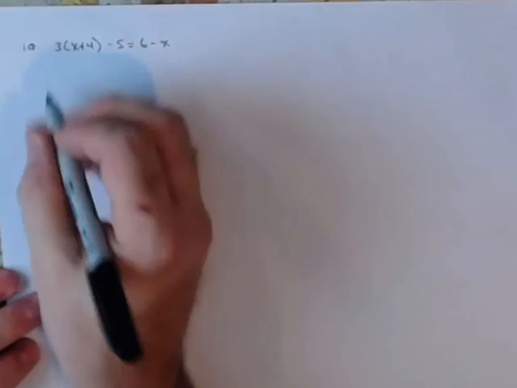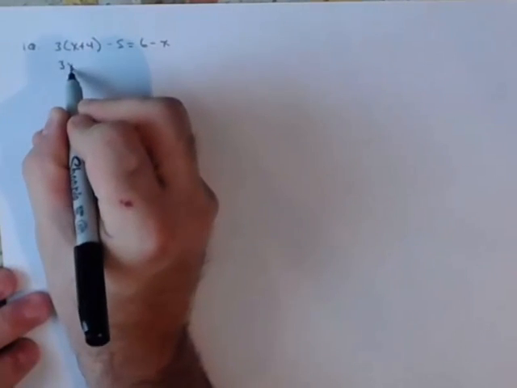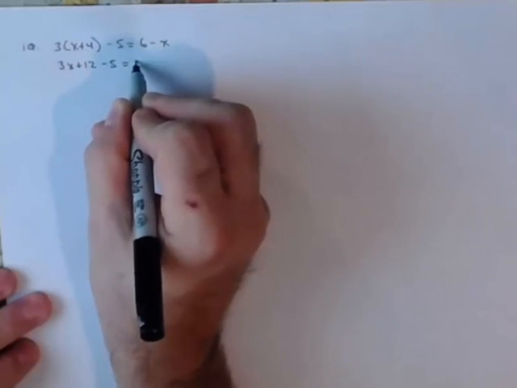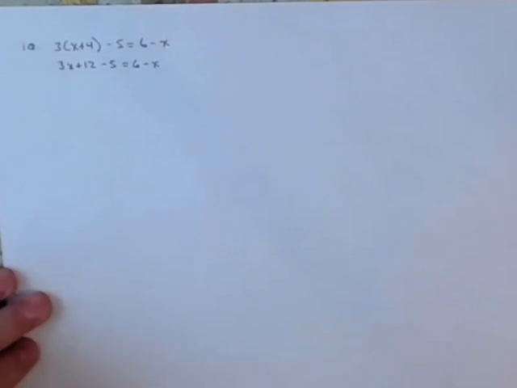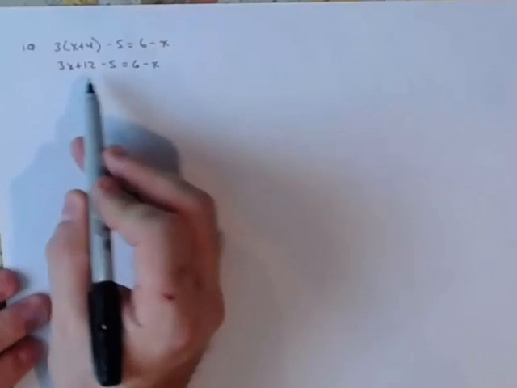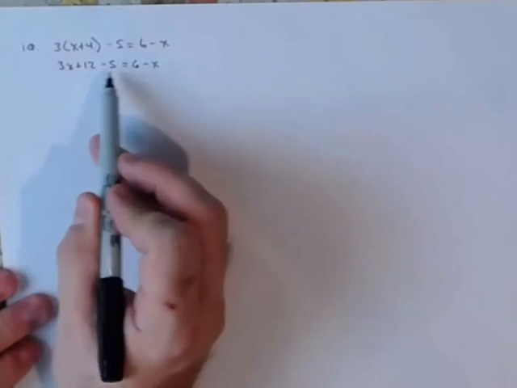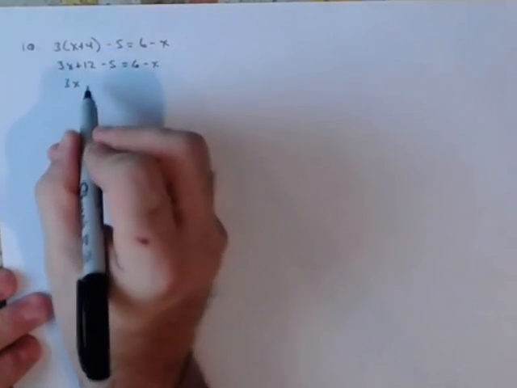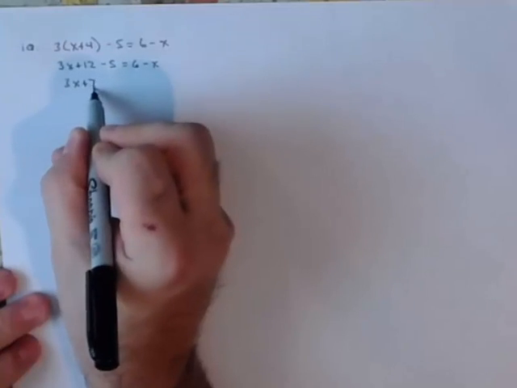Let's go through first and distribute out 3 across that binomial. And we're going to get 3x plus 12 minus 5 equals 6 minus x. First step. Now let's go through and combine like terms on both sides of the equal sign. I have my x term over here, and there are no other x terms on the left-hand side of the equal sign, but there are 2 unit terms, plus 12 and minus 5. And so let me do the math there, and the result is plus 7.